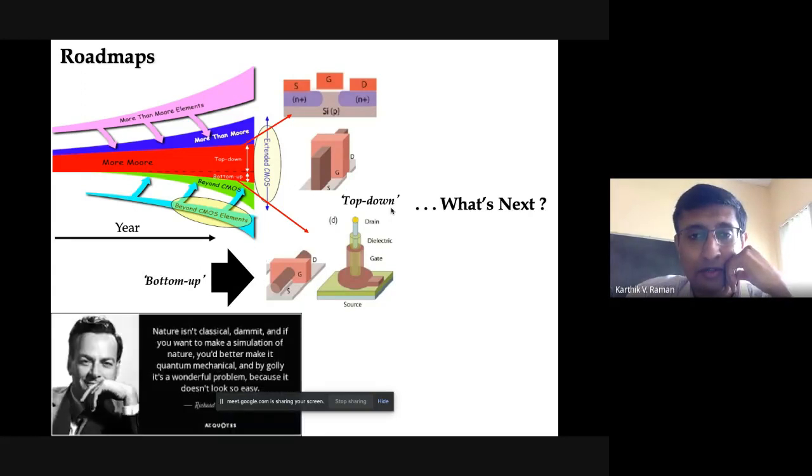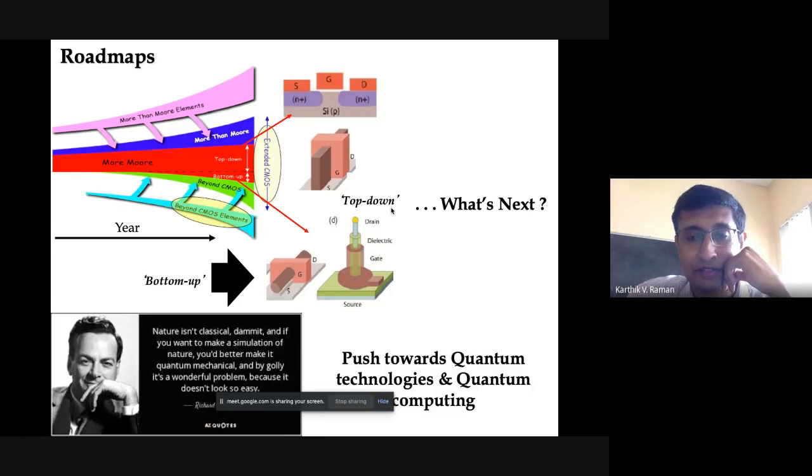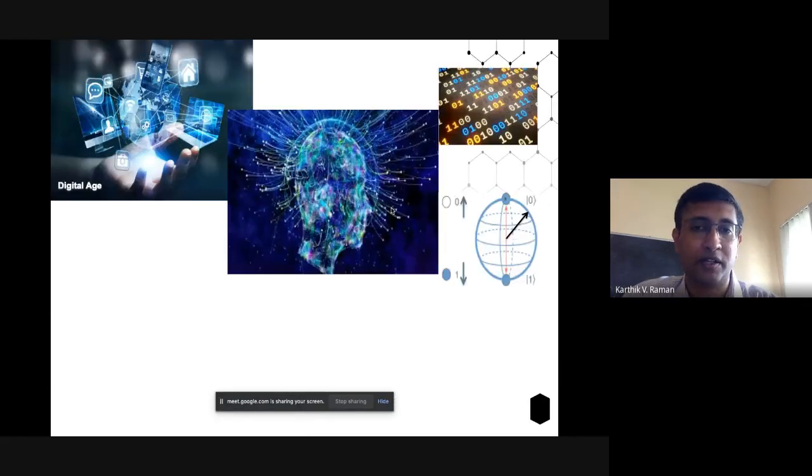If you look at it, what we're trying to do is solve problems of nature by using these devices or technologies. An apt quote from Richard Feynman a long time back is perfect for this scenario: nature isn't classical, and if you want to make a simulation of nature, you had better make it quantum mechanical. That's simply because it's a wonderful problem, and it's also not so easy to solve. And that's what is now pushing our technology and research program towards quantum technologies and quantum computing. And we don't know how the field evolves and how things go in maybe the next 20 years.